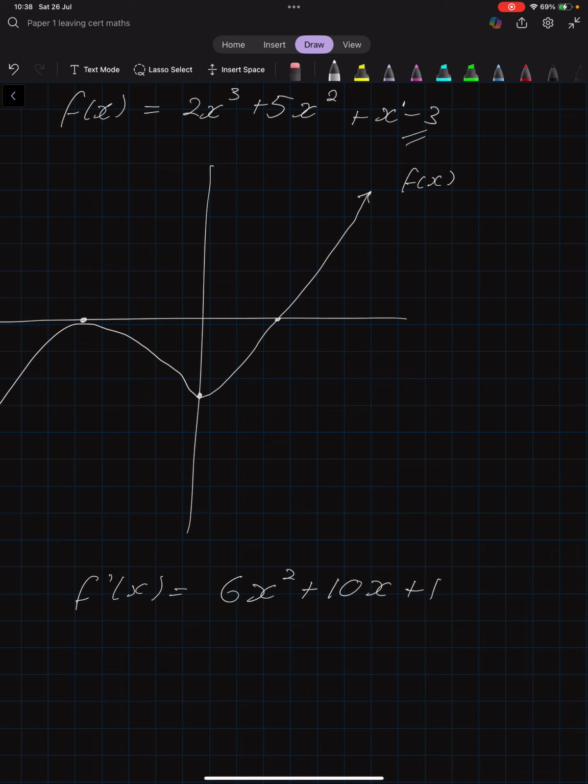Then it says, hence find the slope of the tangent, okay? The slope of the tangent to f of x at 0, minus 3. So 0, minus 3 is here.